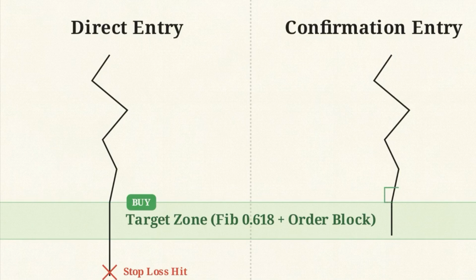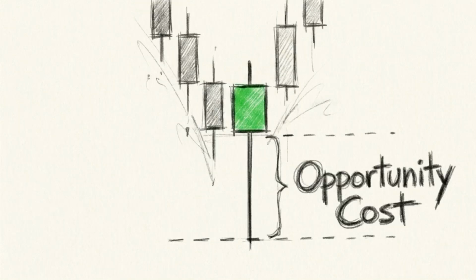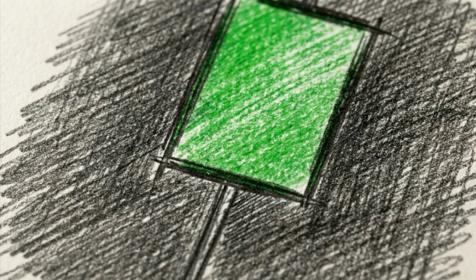We use a confirmation entry instead. We wait for the price to hit the zone and form a distinct, complete bullish rejection candle. We only trigger the buy order after the candle's body fully closes. Waiting for the candle to close means you enter the trade slightly higher, which slightly reduces your overall profit margin. But letting the market actually prove its intent before you risk your money drastically protects your capital.